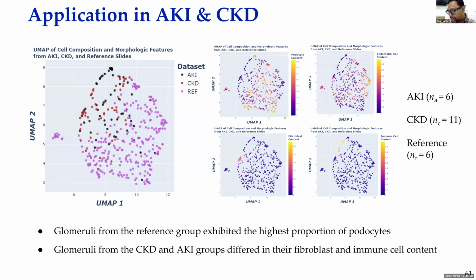We showed that we can separate AKI, CKD, and reference tissue samples using our tool. Each of these dots is a different patient, with their aggregated features in UMAP space, and some are from AKI, some are CKD, some are reference. The tool also shows the cell abundance, right? How AKI and CKD are different than reference, with respect to fibroblasts, endothelial cell content, and podocyte content.